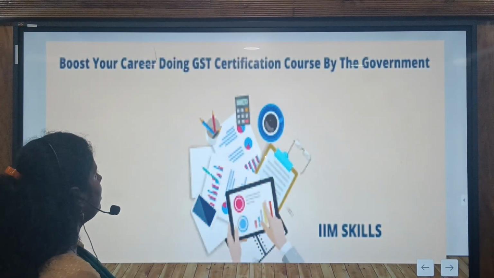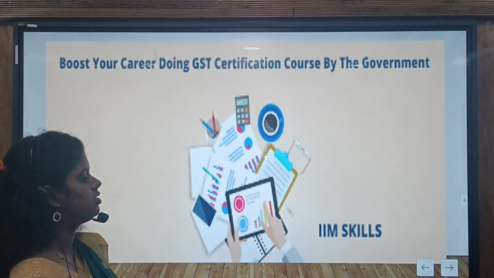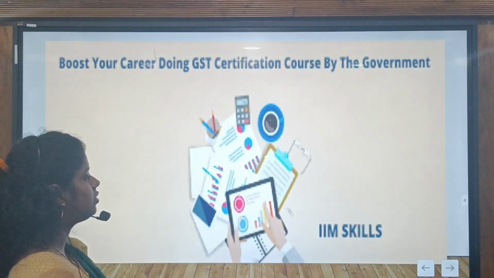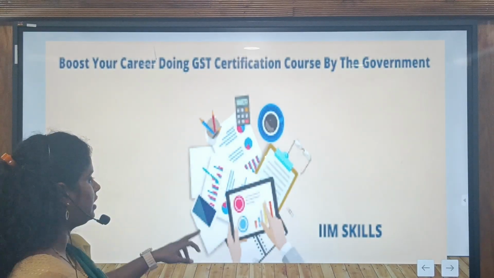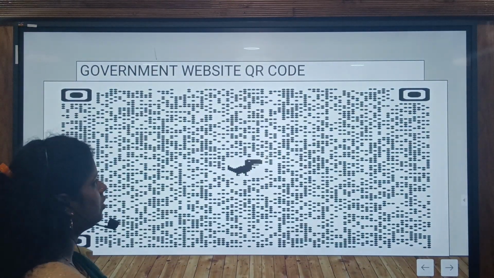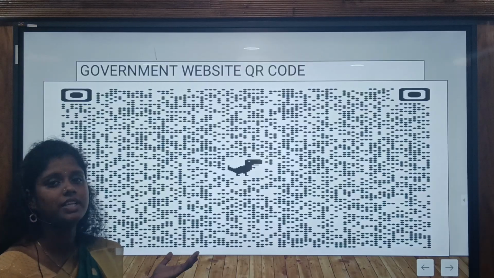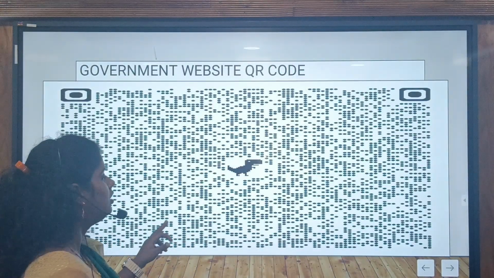Boost your career by doing GST certificate courses by the government. It is offered by IIM Skills. This is the government website. If you want, you can scan this and utilize the courses.